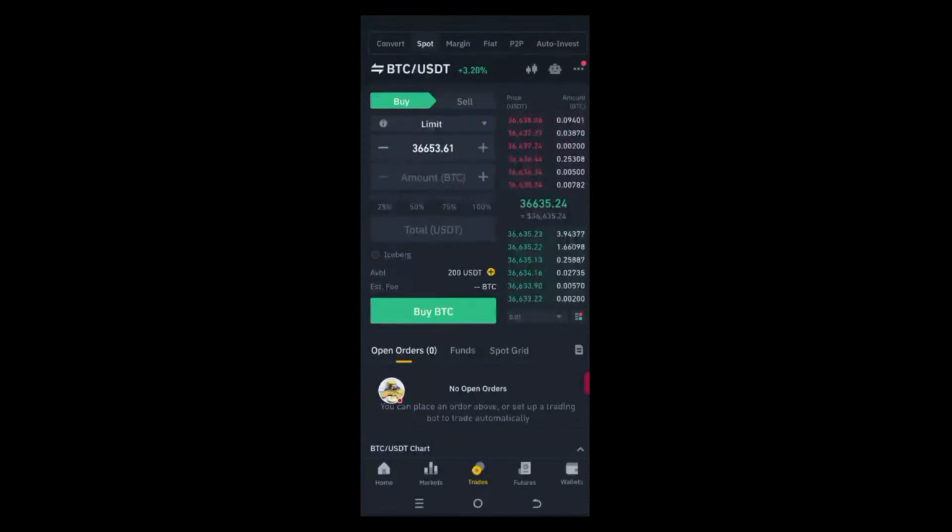Anyway, so this is the spot trading section, and of course on the right hand side here we've got the order book, right?